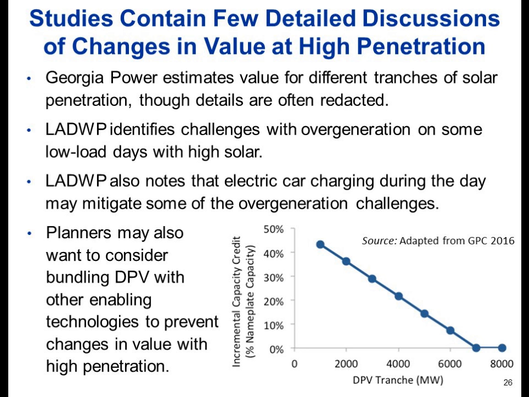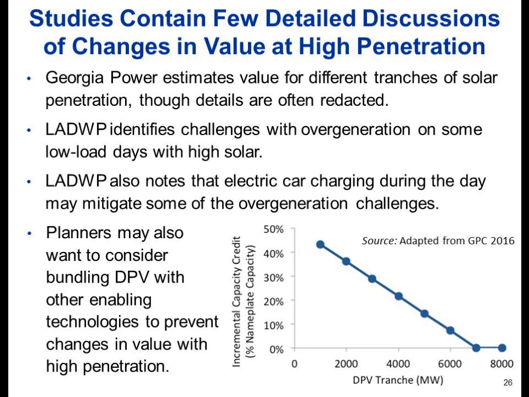LADWP. Georgia Power estimated the value of solar for various tranches of solar. The chart in the bottom right shows their estimate of the capacity credit of solar for each 1,000 megawatt tranche of solar. The capacity credit starts at about 45% of nameplate capacity, which is similar to the range that we saw before for other studies. But then, as you add more solar, it decreases to about 0% by the time you've gotten to 7,000 megawatts of solar.